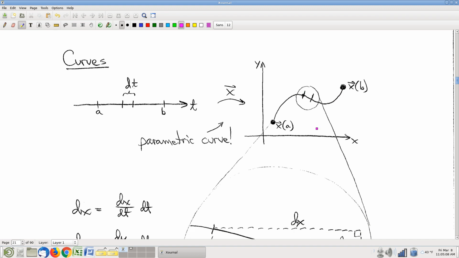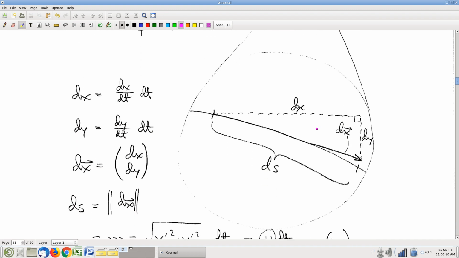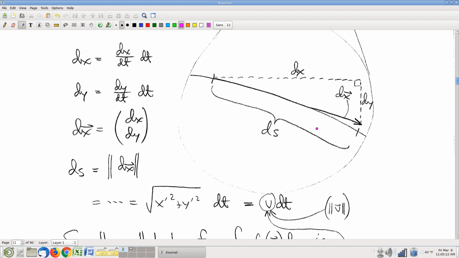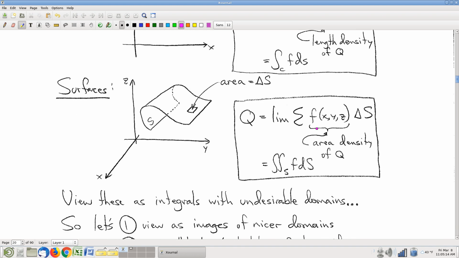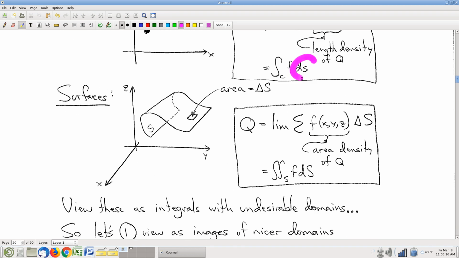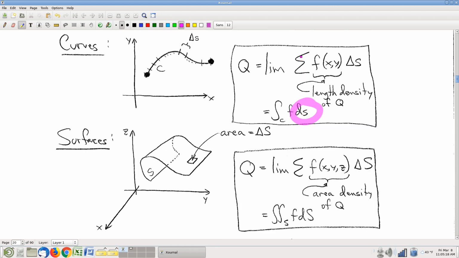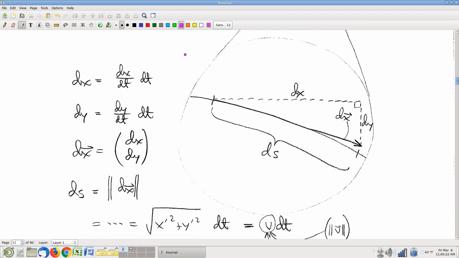Anyway, with that in mind, parameterize the curve. Here's some details. Keep in mind what I want to compute. What I need to get my hands on is ds. What's the length of a little piece of curve there? How am I going to look at this little piece of curve?